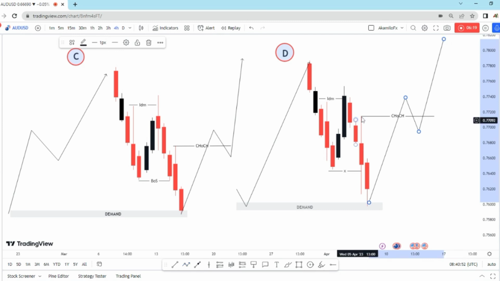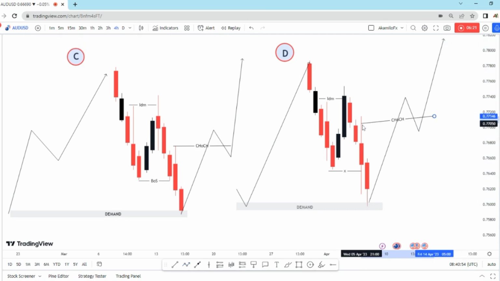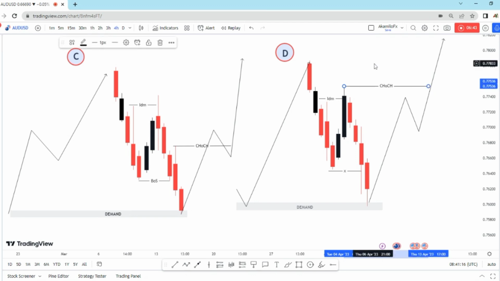But assuming we don't have any valid pullback here, if we don't have any valid pullback here, then this will be our change of character. Assuming this particular pullback didn't happen and we don't have any valid pullback, then this will now be our change of character. So take note. This is how you can identify a change of character if price taps into a demand or supply.